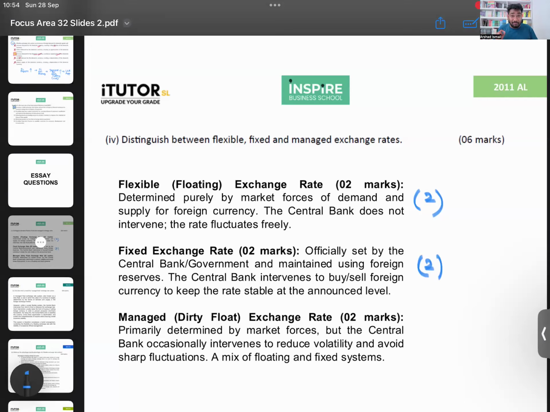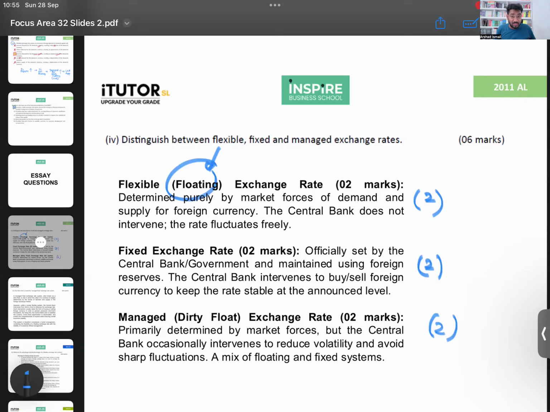Then what's a managed floating or a dirty floating exchange rate? That is like a combination of these two. That is where the exchange rate is allowed to float between a certain range. Let's say between 290 and 310, Sri Lankan rupee can keep on fluctuating. But if it is going to go above 310 or below 290, then the central bank will intervene. That is that. What about floating? So floating is what I explained now. So floating means flexible. Okay.